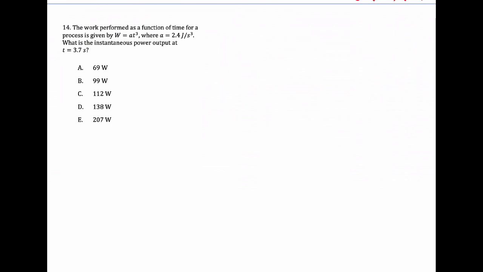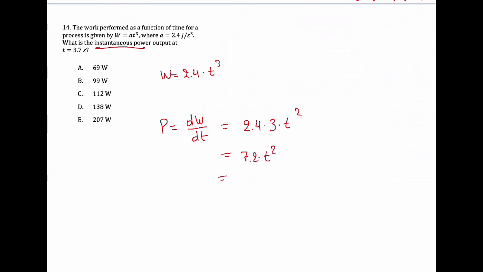We are also given a value for the work as a function of time, and we need to find the instantaneous power. Since the work is equal to 2.4 t to the power of 3, we remember that the instantaneous power is the derivative of work. So 2.4 times 3 times t to the power of 2, so 7.2 t squared, and we need to replace the time with 3.7, and the value is 98.6, so approximately 99 watts.